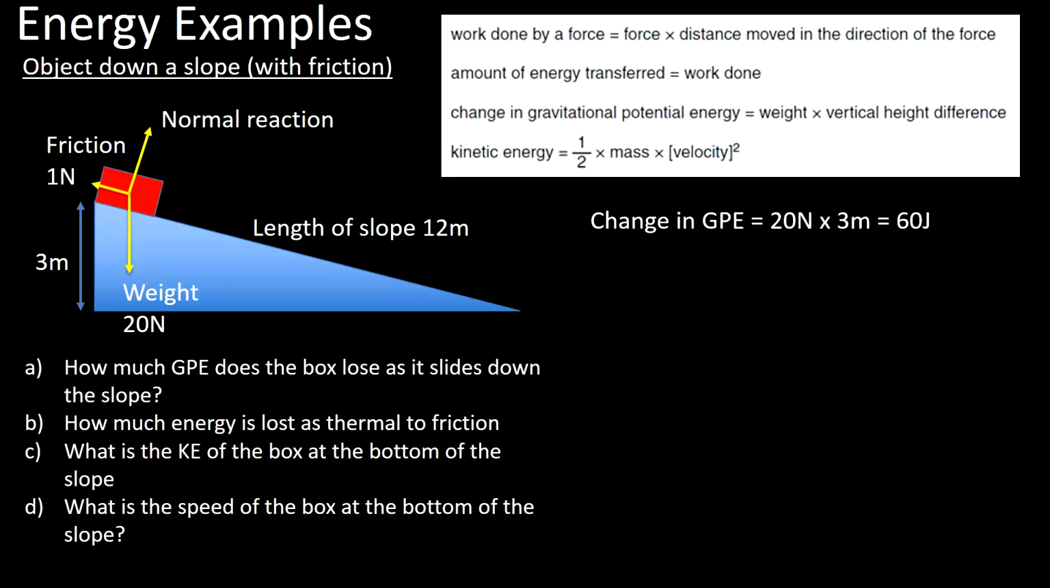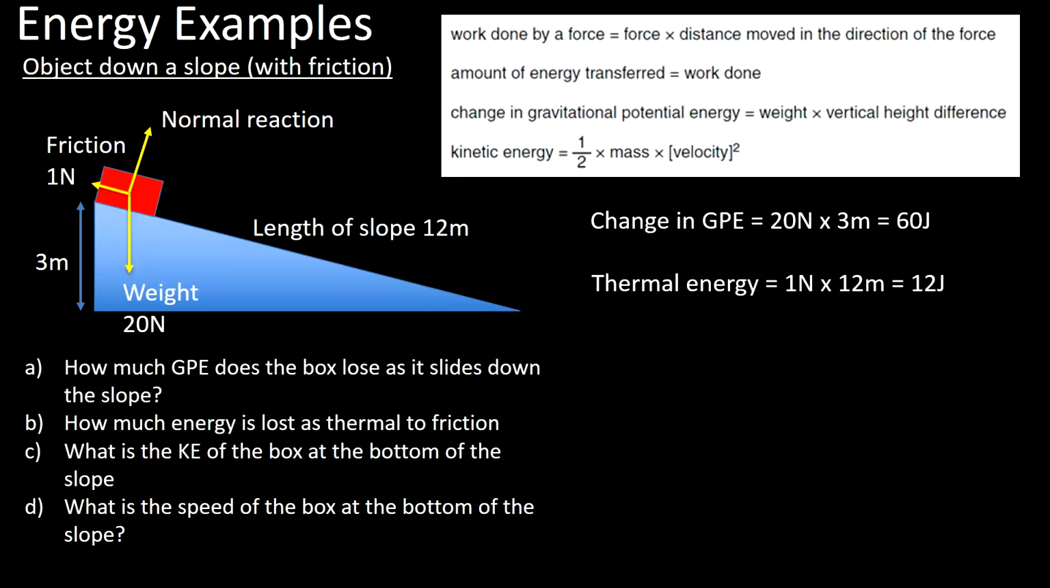I've not highlighted the equations again for this one, so you can see if you can follow it yourself. Okay, so our change in gravitational potential energy is 60 joules. We've lost 60 joules from that box sliding down the slope. Okay. How much energy is lost as thermal energy due to friction?